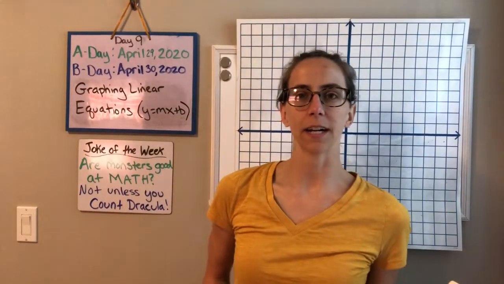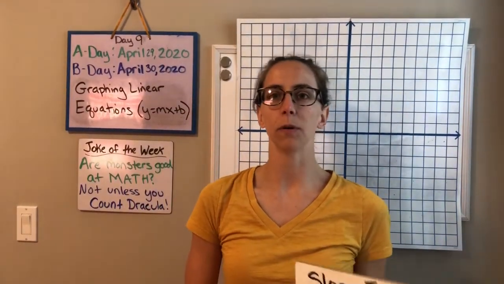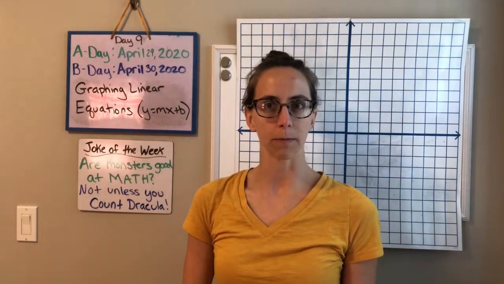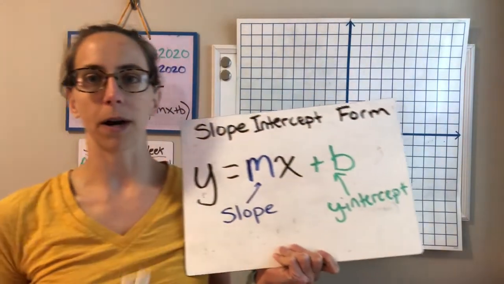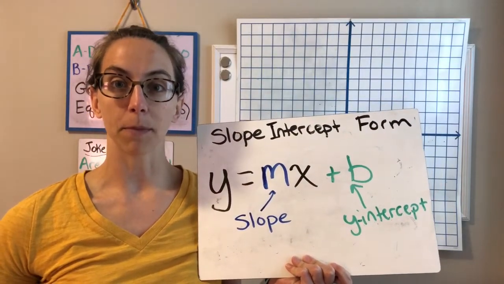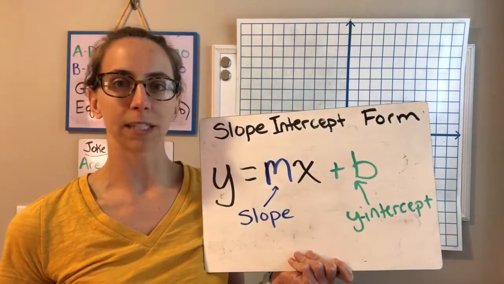All right, it is day 9 of distance learning, which means today we will be graphing linear equations that are presented to us in slope-intercept form. So, a very quick reminder of slope-intercept form: y = mx + b, where m represents the slope and b represents the y-intercept.